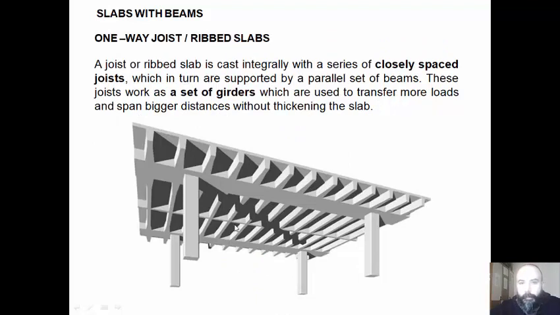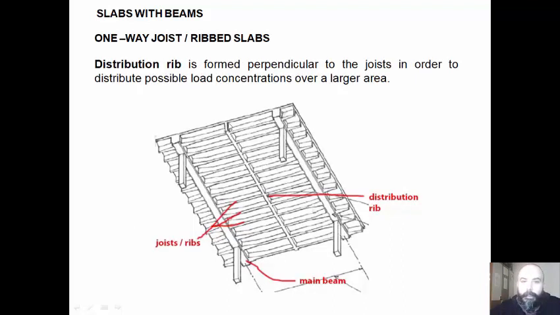One-way joist or ribbed slab. A joist or ribbed slab is cast integrally with a series of closely spaced joists, which in turn are supported by a parallel set of beams. These joists work as a set of girders, which are used to transfer more loads and span bigger distances without thickening the slab. A distribution rib is formed perpendicular to the joists in order to distribute possible load concentrations over a larger area.